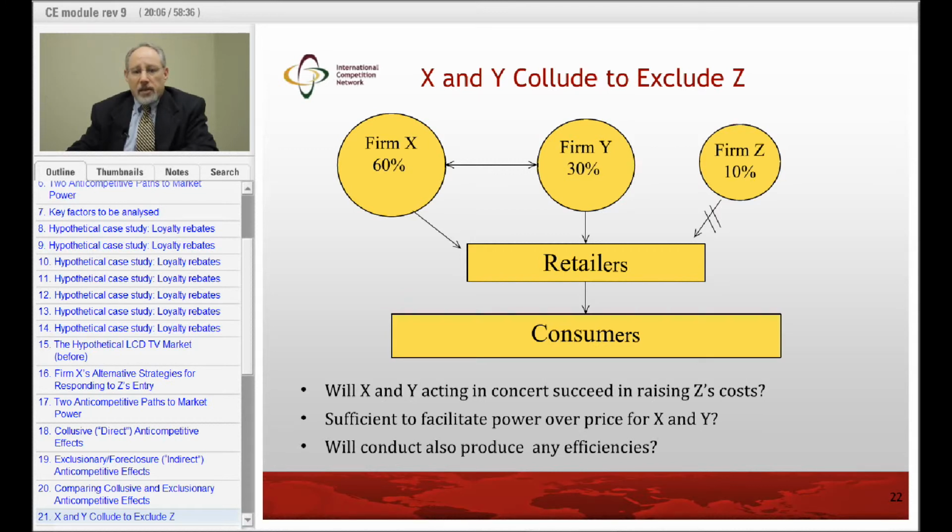Will X and Y acting in concert be able to succeed in raising Z's costs? If they can, will that increase in cost be sufficient to facilitate power over price for X and Y? Will it keep Z from being an effective competitor? And finally, will the conduct also produce any efficiencies? You cannot look just at the anti-competitive effects in evaluating the overall context of the conduct and effect. You've also got to consider efficiency justifications.